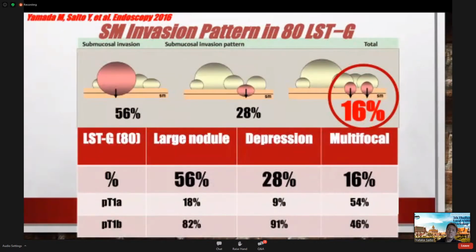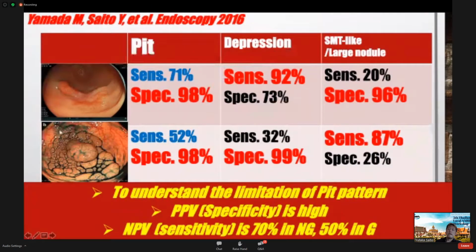But even for LST granular type, 16% of SM penetration could be multifocal outside the large nodule or depressed component. So not only LST non-granular, but also LST granular could be resected en bloc. And more importantly, the pit pattern shows the highest diagnostic accuracy.